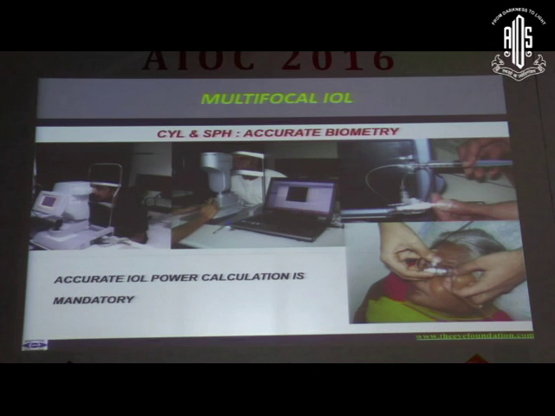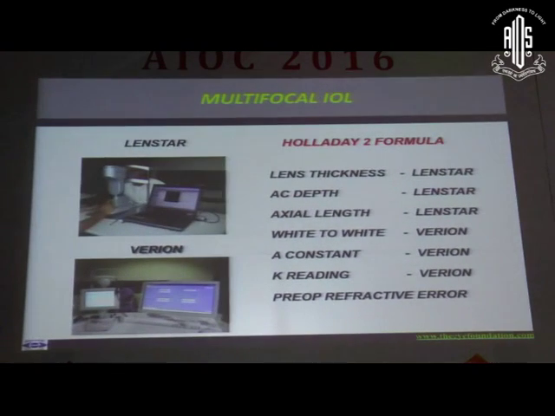So it's essential, whether you use immersion A scan or laser interference biometry. We often use both of them and compare the results. You must get repeatable results. Also, you must be choosing the right kind of formula. I've completely shifted to the Holladay 2 formula, which is available with my Varion instrument. The more variables that a particular formula takes into consideration, the more precise the intraocular lens power calculation is going to be. And we take 7 different variables. We essentially feed in data both from the LensStar or the immersion A scan and from the Varion.